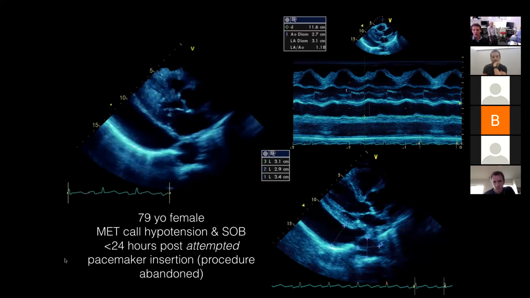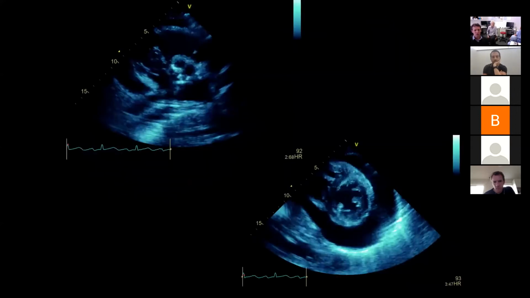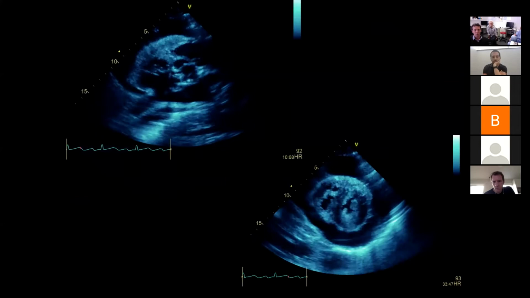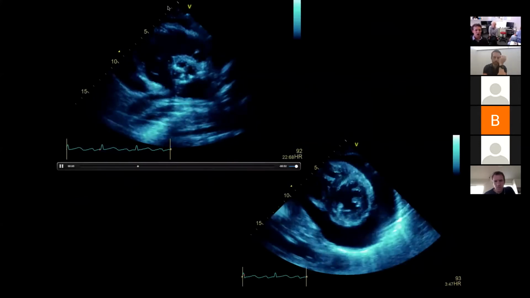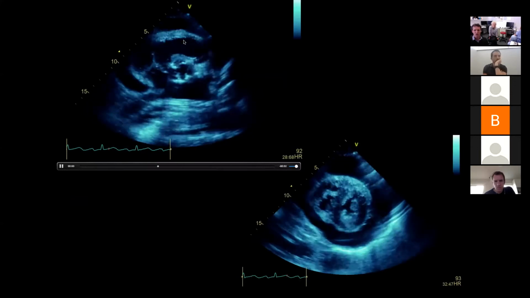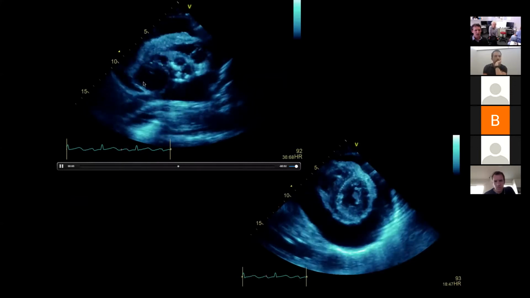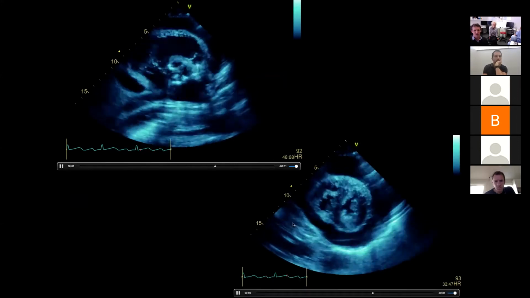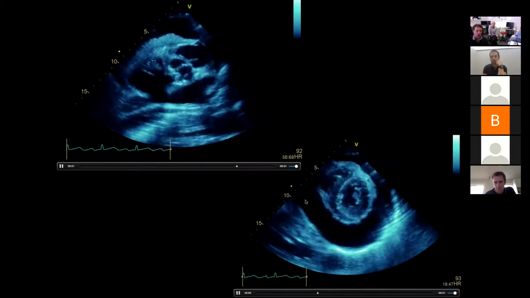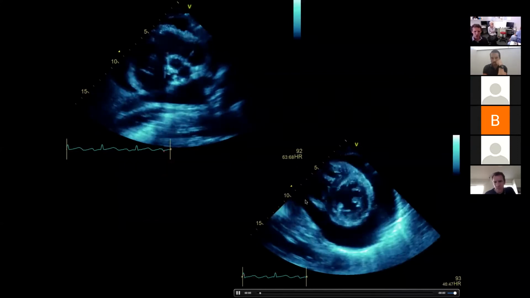Do not pass go, do not collect $200, pull out your pericardial drain. Whilst that's happening, we'll check out other features just to make sure. So here we can see our RV free wall collapse during early diastole, our RA collapse during systole. If I could pause it and scroll through it, you can see it during systole. Beautiful shot there of the swinging heart going around during the cardiac cycle.